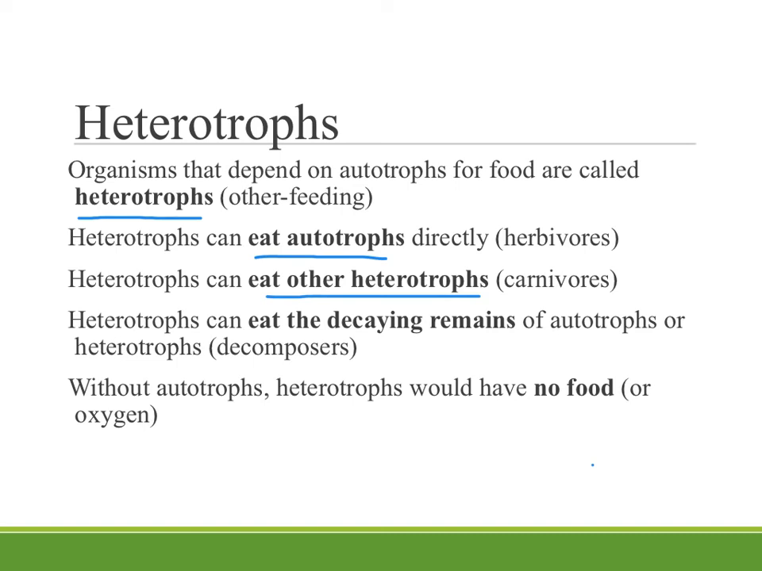And then there are heterotrophs that eat the decaying remains of both autotrophs and heterotrophs. Our decomposers are breaking down whatever is left of the body, and again, still obtaining the chemical energy that's been stored in there between molecules. So without autotrophs, heterotrophs would have no food or oxygen, and life on Earth would cease to exist. They are extremely important. Photosynthesis is a very crucial process to keeping things alive here on Earth.